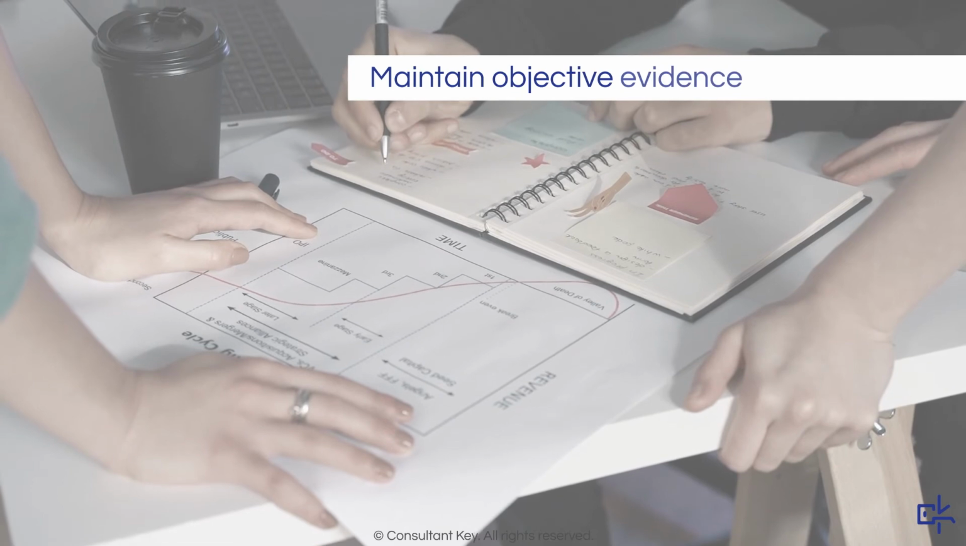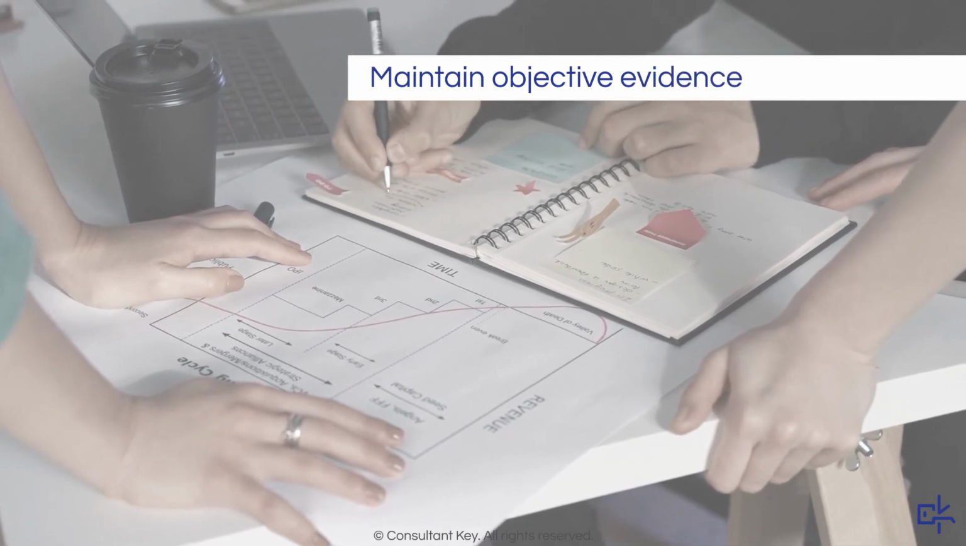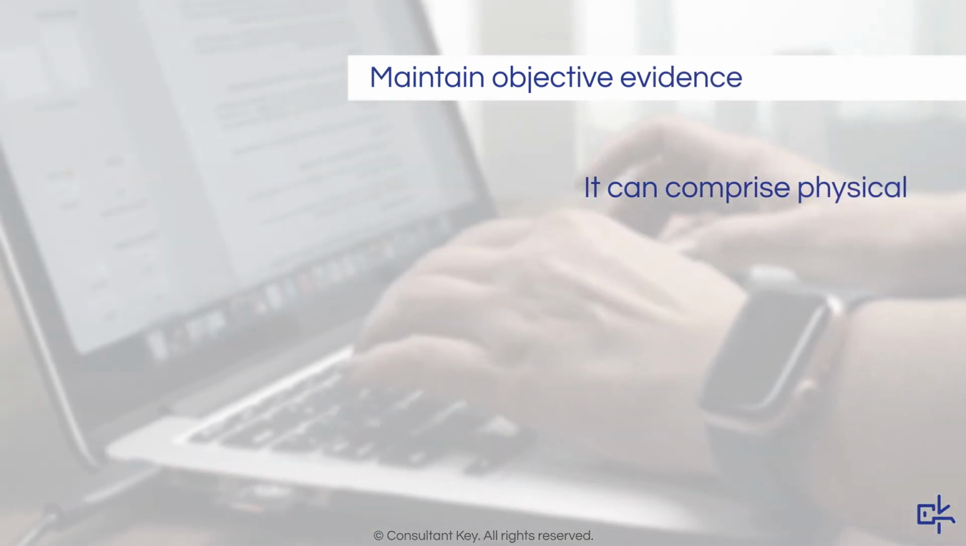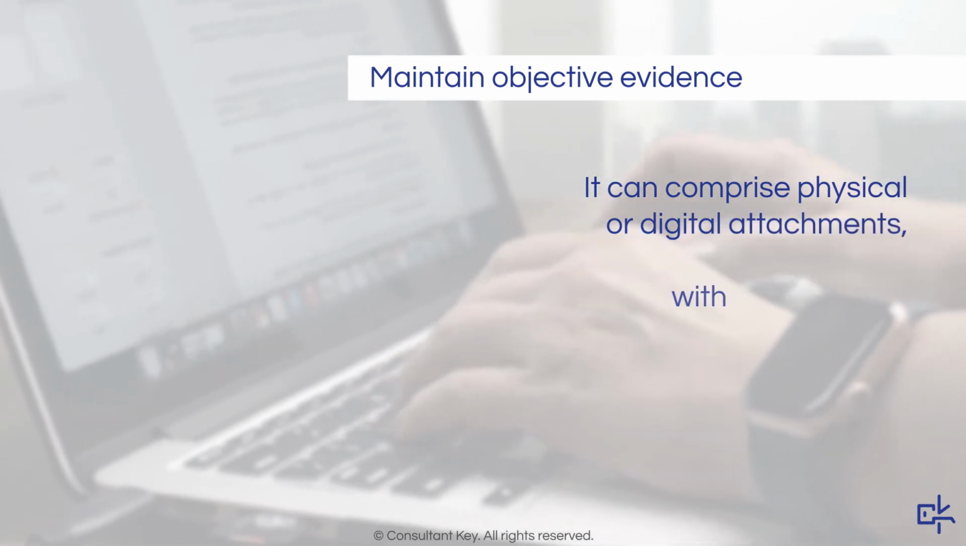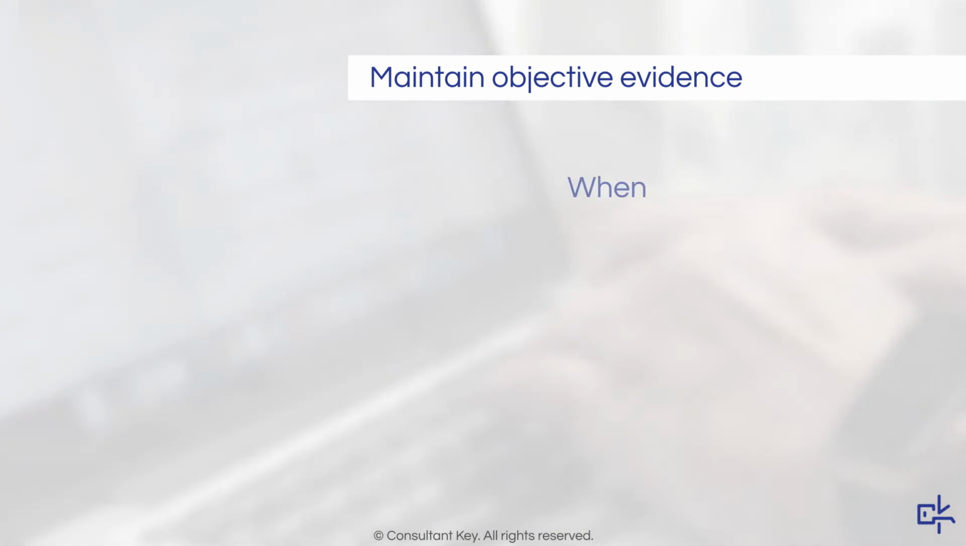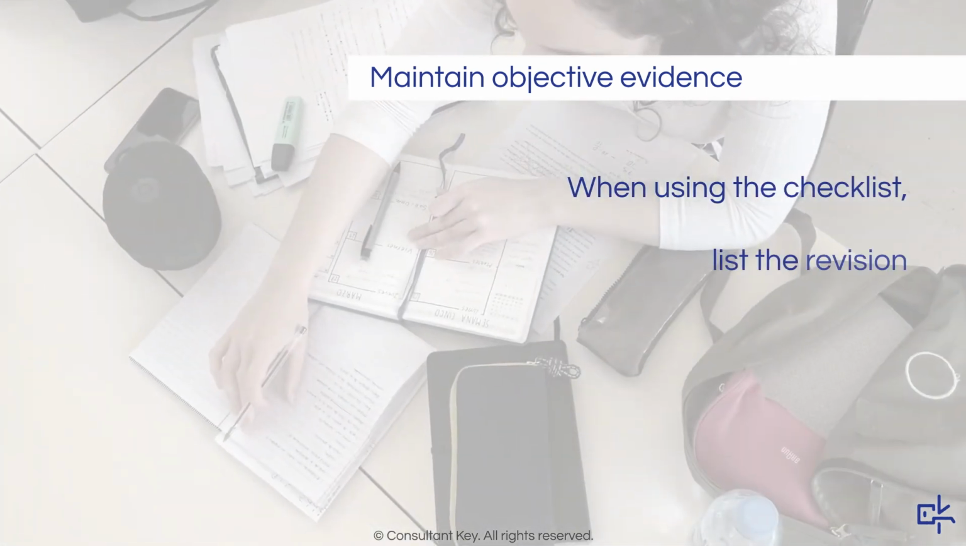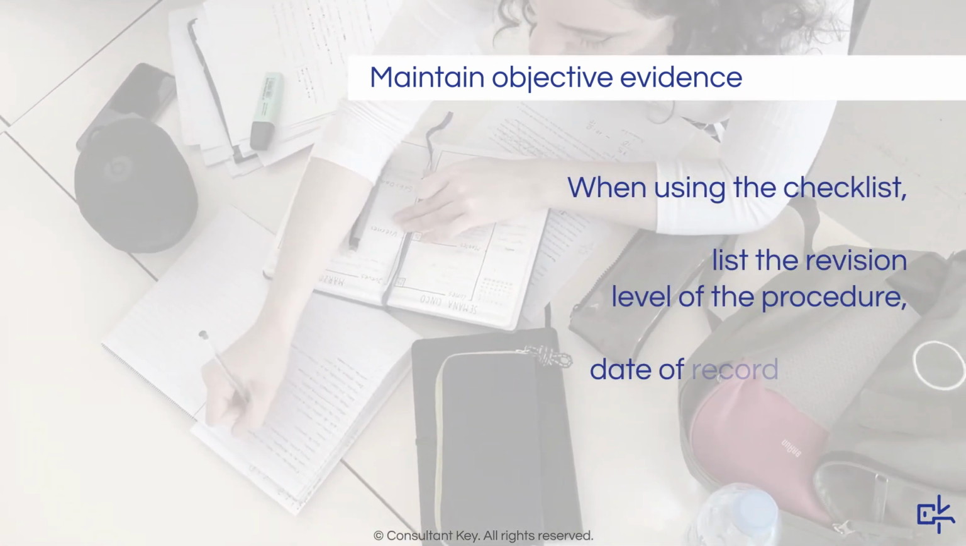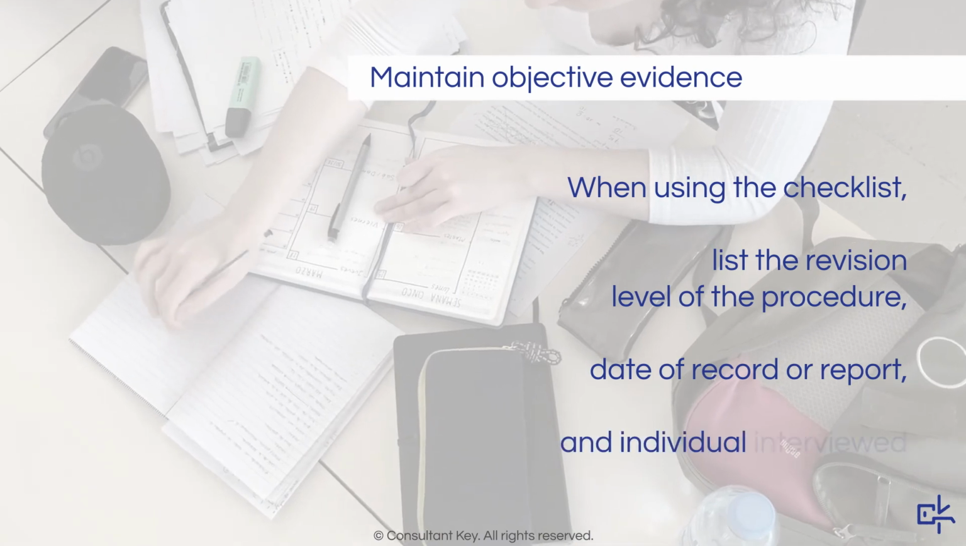Maintain objective evidence of the documentation audited. It can comprise physical or digital attachments with file reference notations on the checklist when you complete the gap assessment. When using the checklist, list the revision level of the procedure, date of record or report, and individual interviewed.